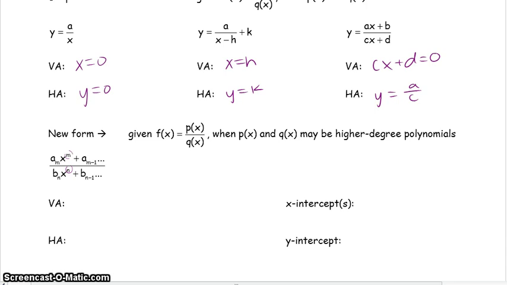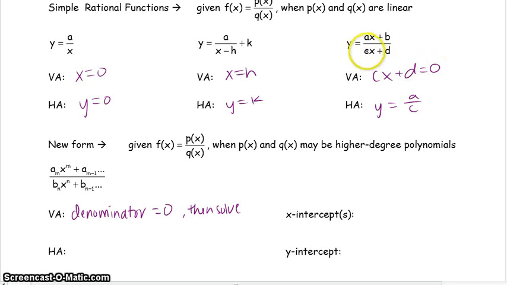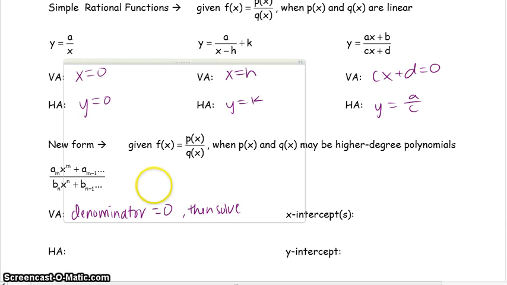So, if we are looking for a vertical asymptote when it's in this form, all we have to do is set our denominator equal to 0, and then solve. That's just like we did up here above. We set our denominator equal to 0, or cx plus d. So it's the same thing, it just might be a little bit more tricky because we may have an x squared or an x cubed.